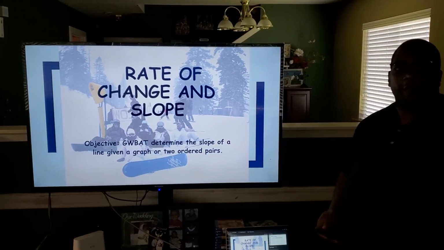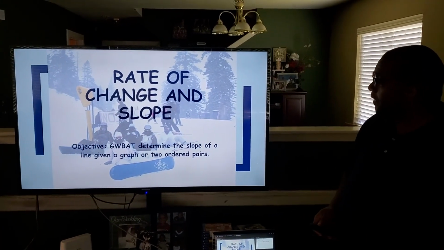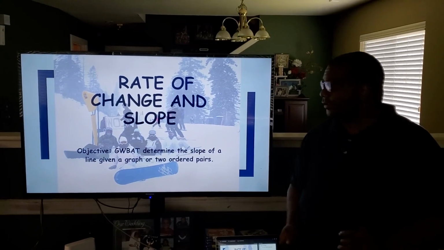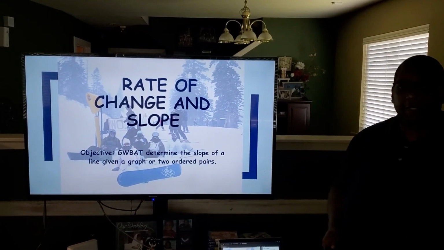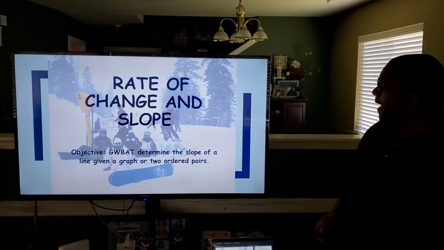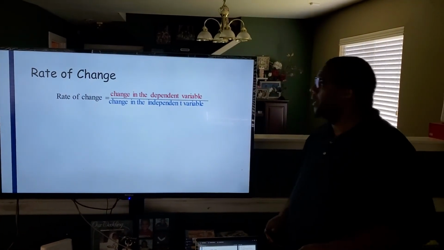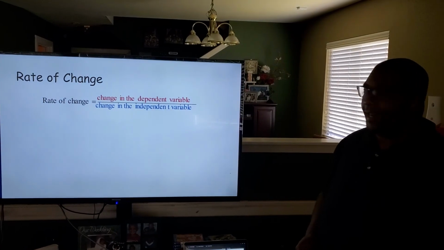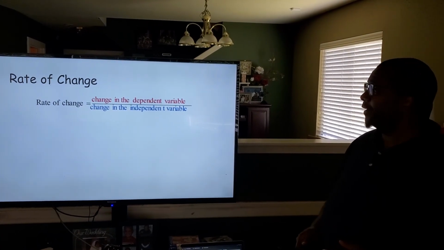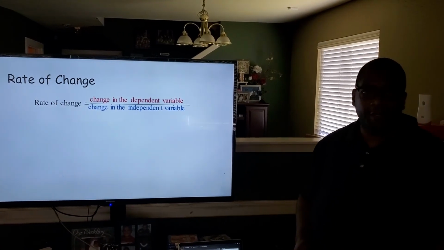Today's lesson we'll be covering rate of change and slope. Today's objective: students will be able to determine the slope of a line given a graph and/or two ordered pairs. Rate of change is defined as the change in the dependent variable over the change in the independent variable.